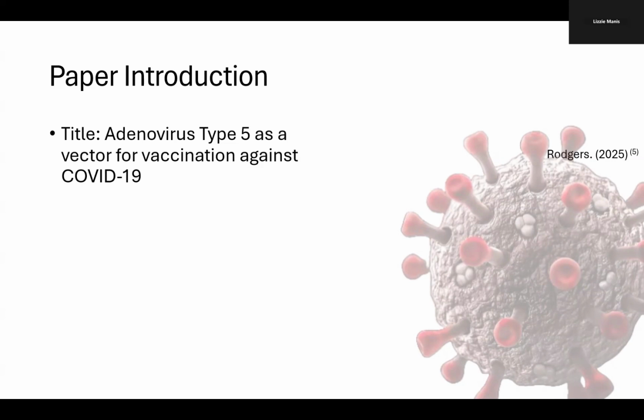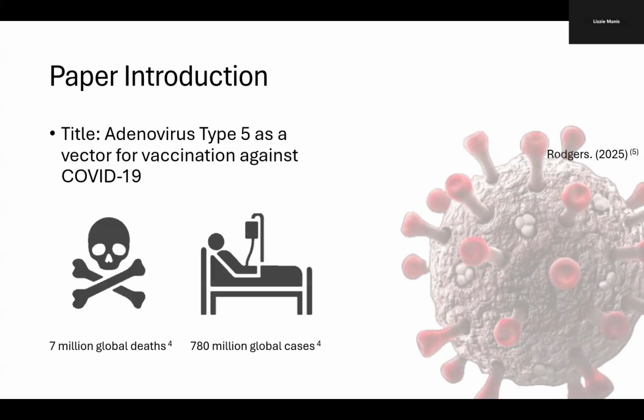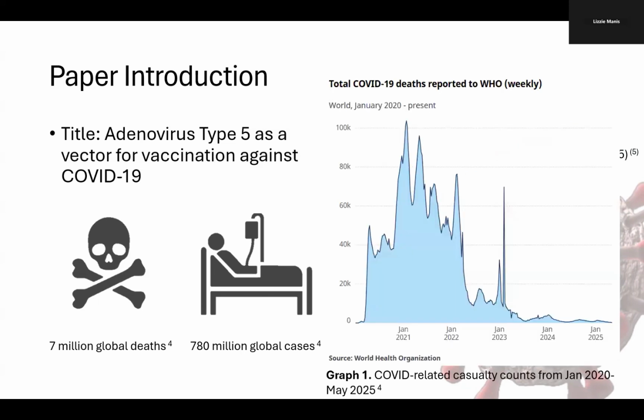So to give a general introduction to the paper that we'll be discussing, we'll be talking about adenovirus as a vector for vaccination against COVID-19, so the former of the methods that were described above. According to the World Health Organization, COVID has a very high mortality and morbidity rate with 7 million global deaths and 780 million global cases since the pandemic began. This figure indicates that result tracking over time. So as you can see, death rates have overall decreased over time.